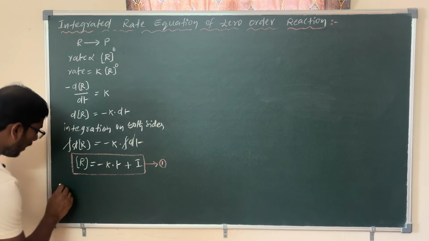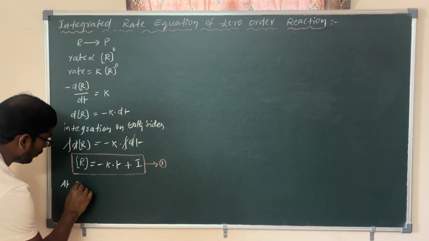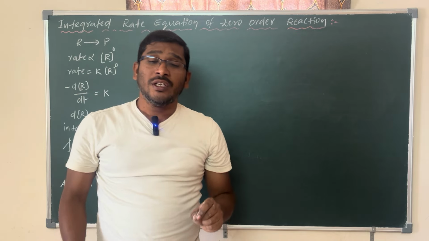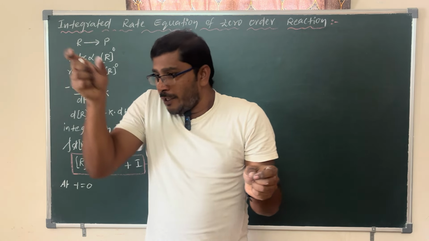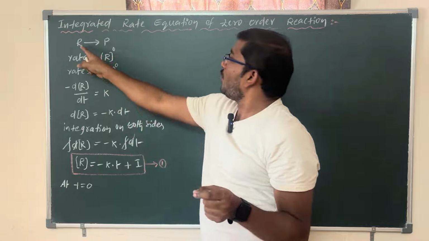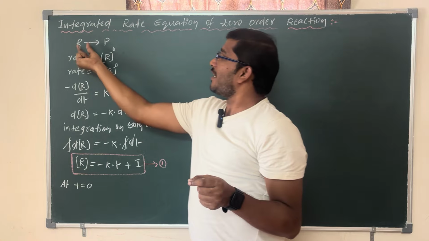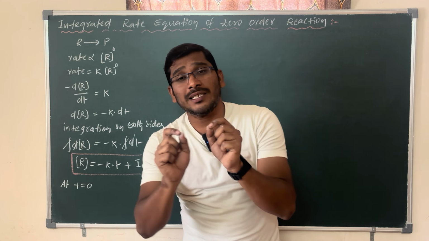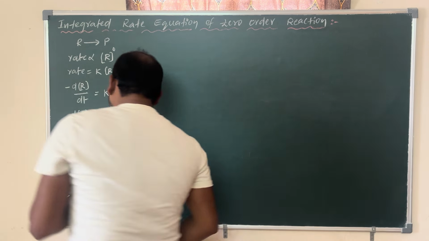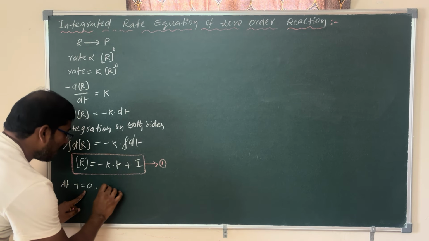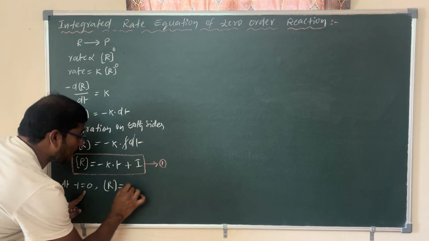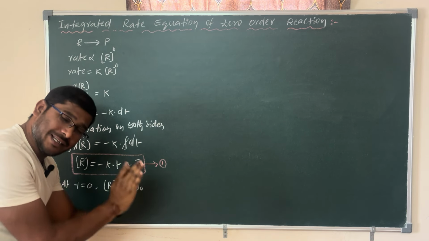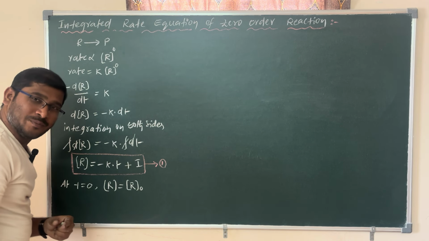See students, I am going to take the time equal to 0. What is the meaning of time equal to 0? The reaction has not yet started. As time goes on, the reactants will be converted into products. Then the concentration of reactants decreases and the concentration of products increases. Time equal to 0 means the reaction is not started. At T equal to 0, the concentration of reactants is in the initial state, that is 100% reactants.